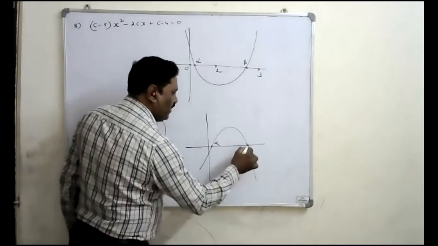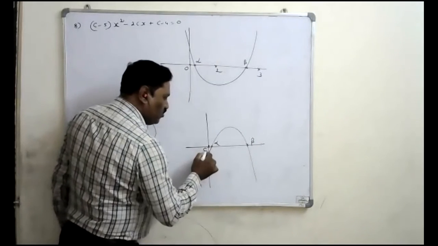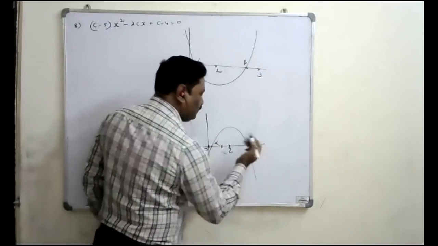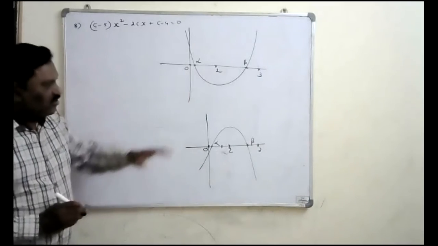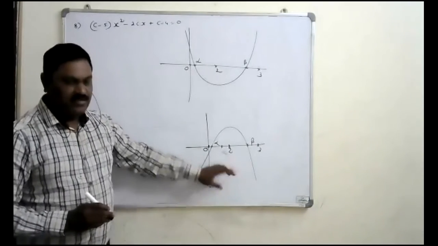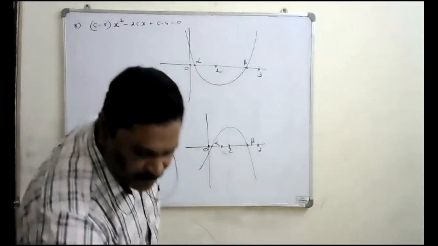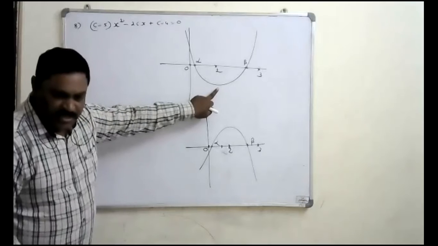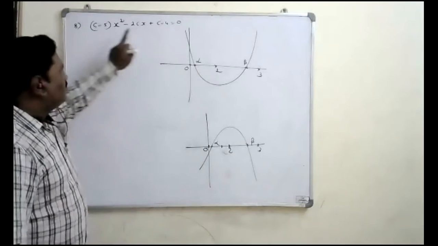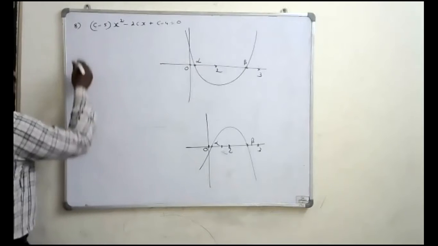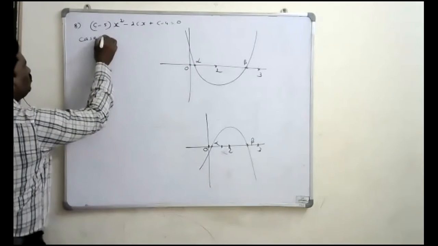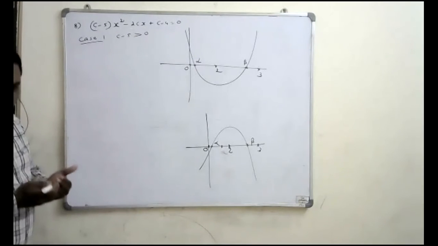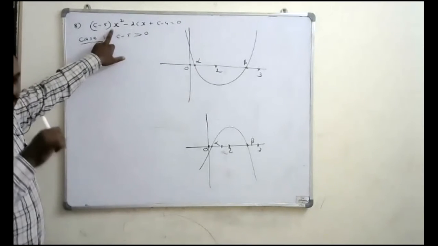This is alpha and this is beta. So one root lies between 0 and 2, the other root lies between 2 and 3. So the graph is either like this or like this. If the graph is an upward parabola, the expression has to give a minimum. If it is giving the minimum, what can the x squared coefficient be? Positive. So in the first case I will take that c minus 5 is positive. The coefficient of x squared has a positive sign, and this expression will give the minimum.